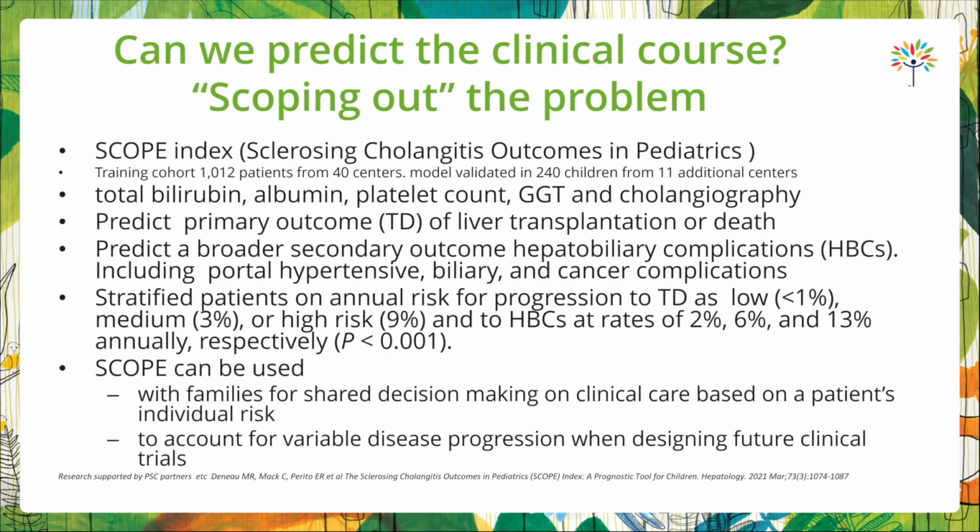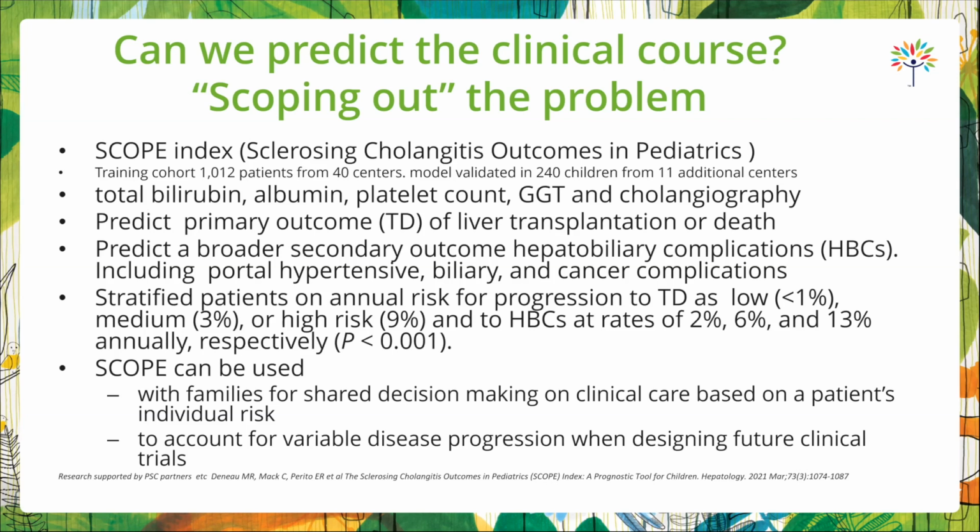A group, the sclerosing cholangitis cohort, have looked at this thing called the SCOPE index, which is sclerosing cholangitis outcomes in pediatrics. And what they did was use a group of commonly measured markers such as bilirubin, albumin, platelet count, GGT, and cholangiography, and put them into a formula to try and predict what the outcome in an individual patient might be in terms of their need for transplantation or their risk of other complications such as the ones we were talking about before, of portal hypertension, etc.